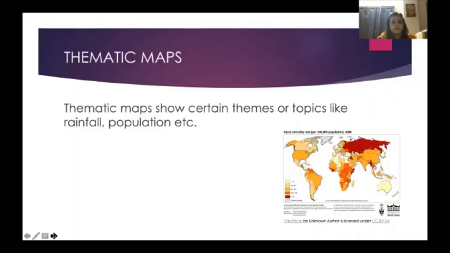Now we come to the thematic maps. Well, what are thematic maps? Thematic maps show certain themes or topics like rainfall, population, etc. That is why they are called thematic maps. These maps are related to themes. They show certain themes such as rainfall, population, etc. in that particular area or country.